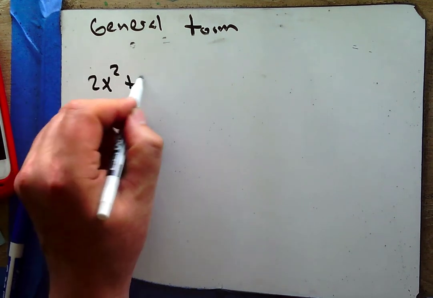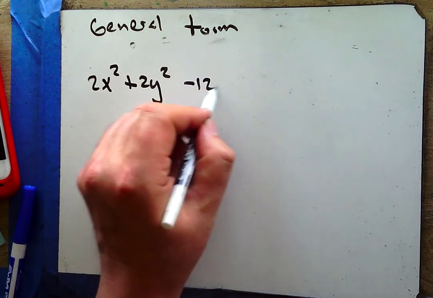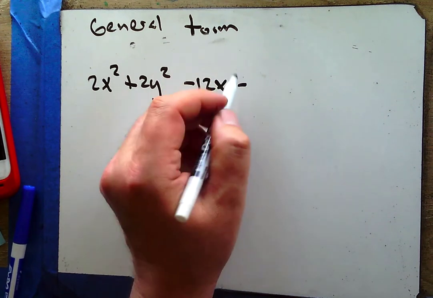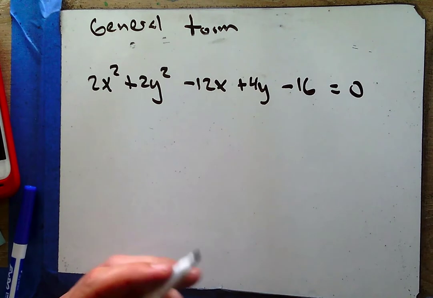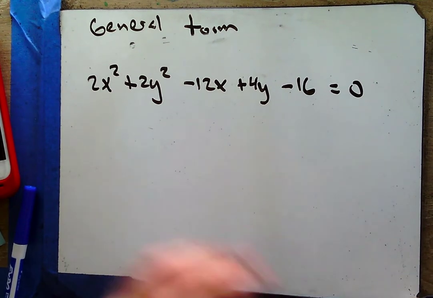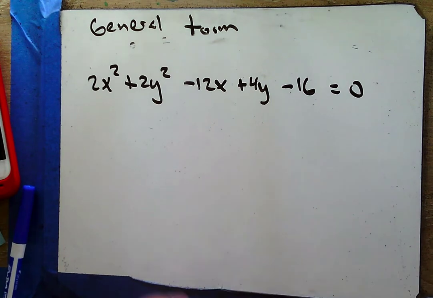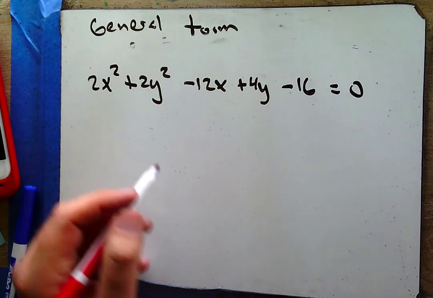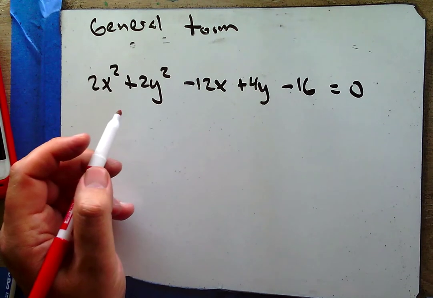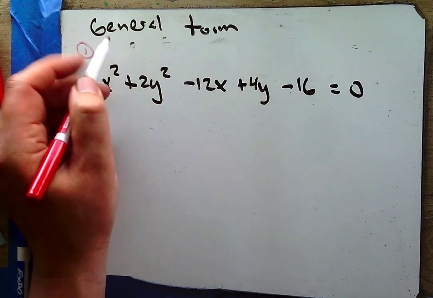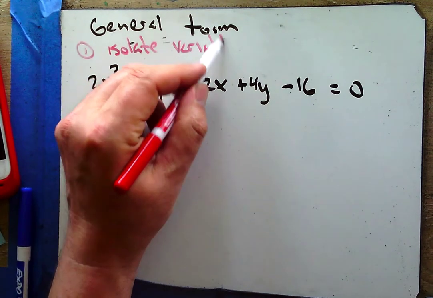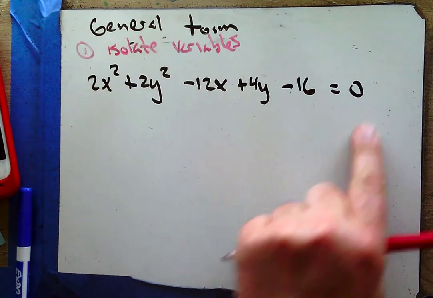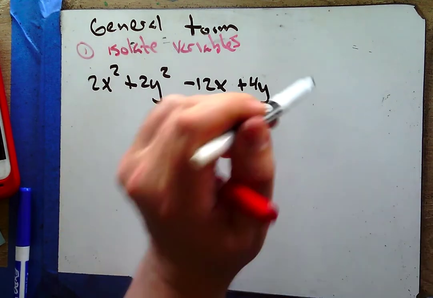2x squared plus 2y squared minus 12x plus 4y minus 16 equals 0. So I want to get this circle into standard form, and then I want to determine the center and radius so I can graph it. Well, I know that I'm supposed to isolate the variables here. So the first thing I'm going to do is move that 16 over.